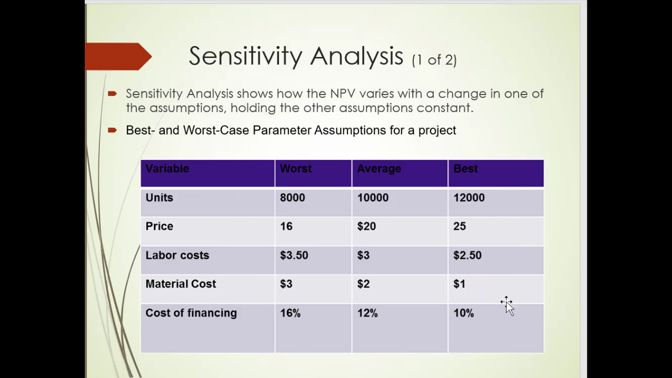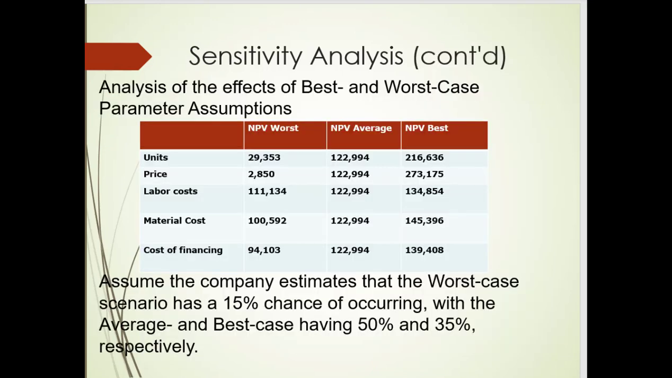Here's the best case scenario. What we would like to do first is calculate the net present value for these particular scenarios. So what is the net present value of units, price, labor cost? If we go down, the analysis says, look, in the worst case scenario with units, if we only sold 8,000 units, we would have a net present value of 29,000. Under the best case scenario, it'd be 216.